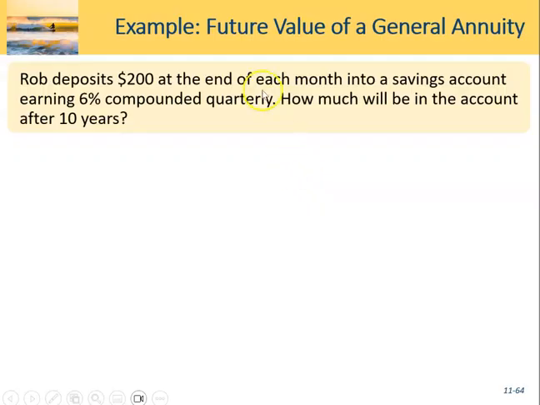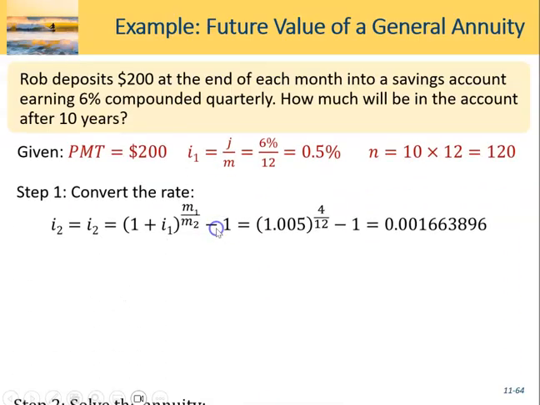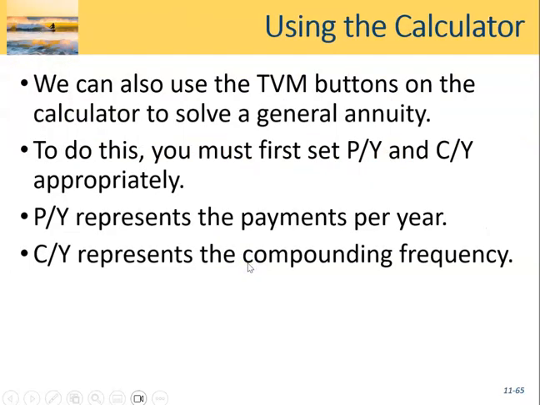So as you can see here, he's depositing $200 at the end of each month. So the payment frequency is 12, but the compounding is only quarterly, so 4 times as opposed to 12 times a year. So let's have a look. Okay, so again, we're going to use the calculator, which makes it so much easier.